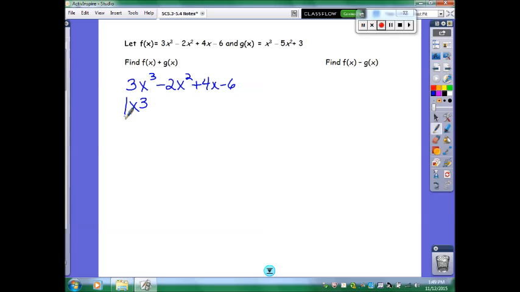Remember that it has a coefficient of 1, 5x squared. There's no x term, and then we have plus 3. So we're just going to combine like terms. You can do this horizontally or vertically like I'm doing here. So this is going to be 4x cubed minus 7x squared plus 4x minus 3. Just be careful with your signs.